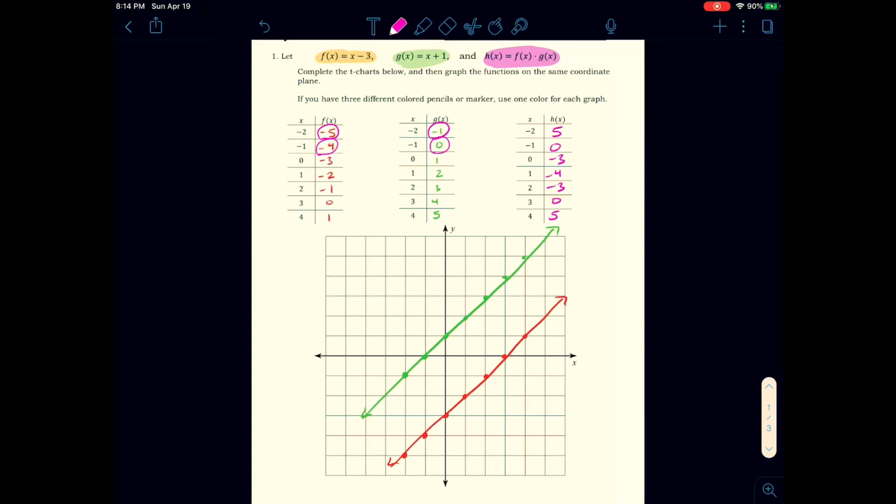And then from here, we're going to carefully plot these points out. So -2, 5 would be left 2, up 5. -1, 0 would be right here. 0, -3 would be down here. 1, -4. 2, -3. 3, 0. And then 4, 5. And if you connect these, you end up with what we call a parabola. There's a couple of things that we want to talk about concerning this parabola.